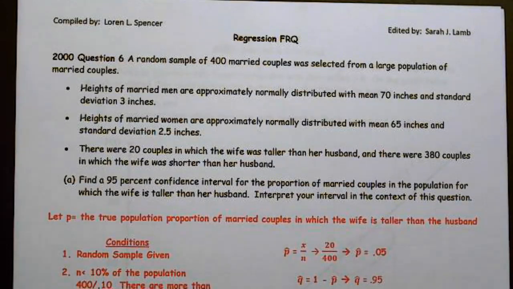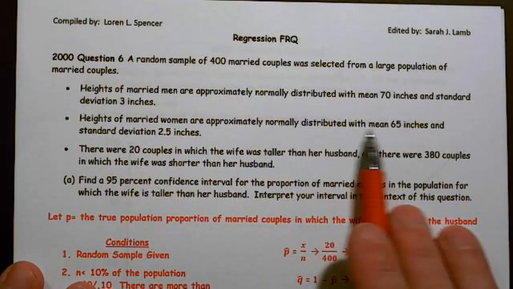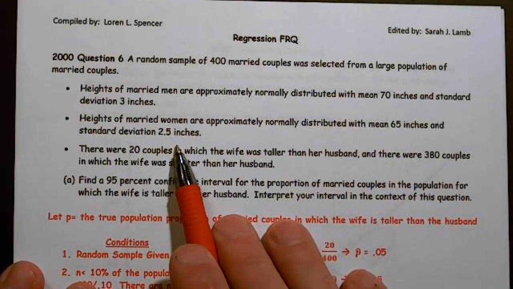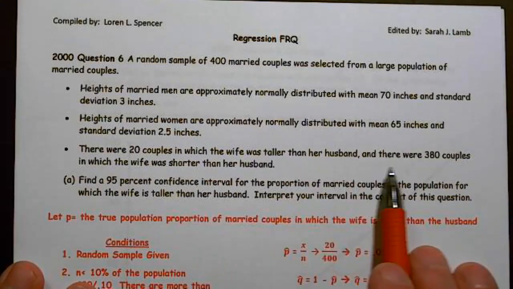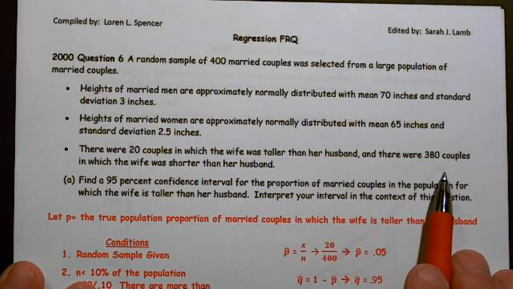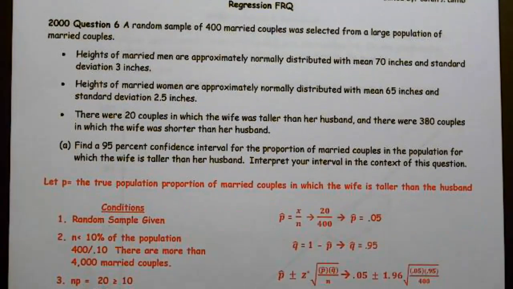This is a random sample of 400 married couples selected from a large population of married couples. Heights of married men are approximately normally distributed with a mean of 70 and a standard deviation of 3 inches. Heights of married women are approximately normally distributed with a mean of 65 inches and a standard deviation of 2.5. There were 20 couples in which the wife was taller than her husband, and 380 couples in which the wife was shorter than her husband. Find a 95% confidence interval for the proportion of married couples in the population for which the wife is taller than her husband. Interpret your value in the context of this problem.